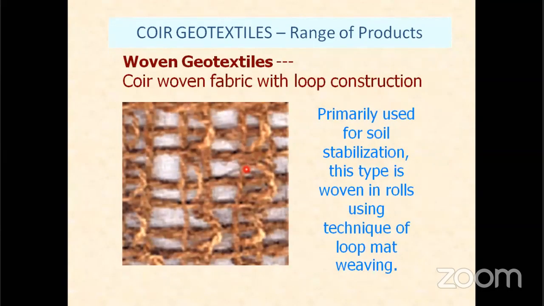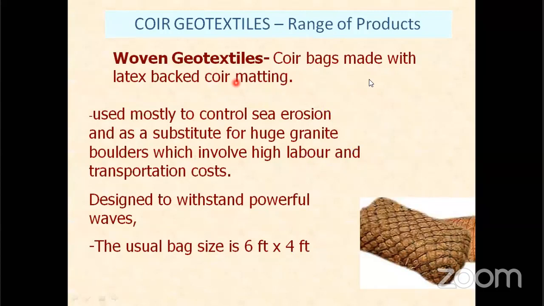Now, this coir woven fabric with loop construction, you can see the loops here, is primarily used for soil stabilization. This type is woven in rows using the technique of loop mat weaving. Coir bags are another woven geotextile, made with latex-backed coir matting, used mostly to control sea erosion and as a substitute for huge granite boulders, which involve high labor and transportation costs, which we normally use for sea erosion control. These designs are made to withstand the powerful waves of the sea, and normally the usual bag size is 6 feet by 4 feet.